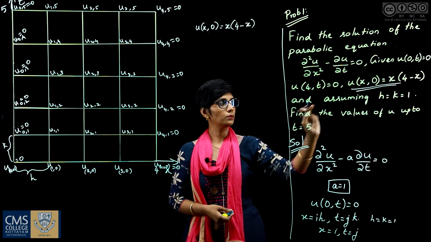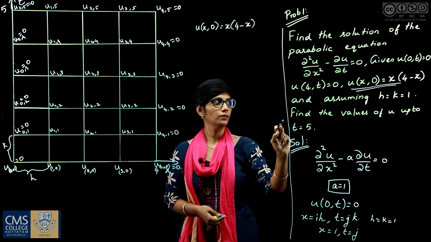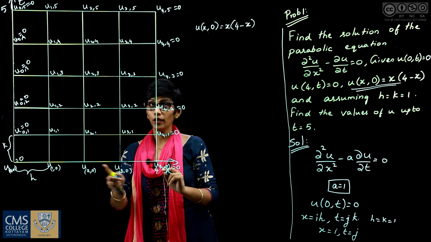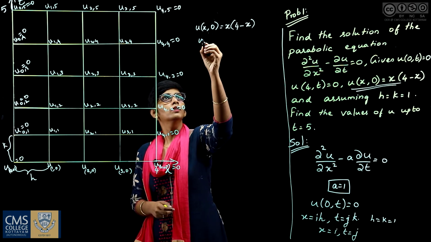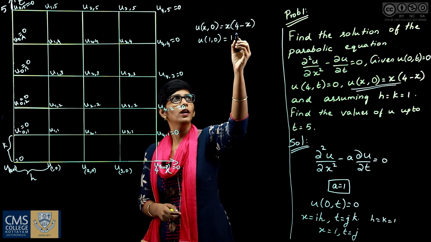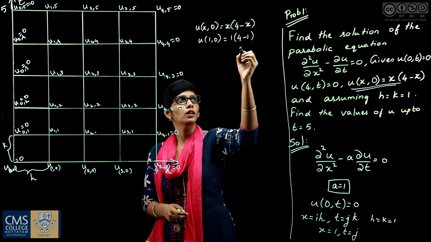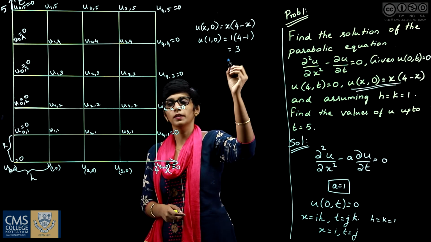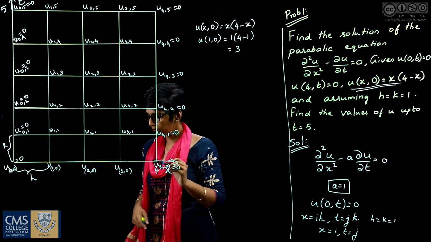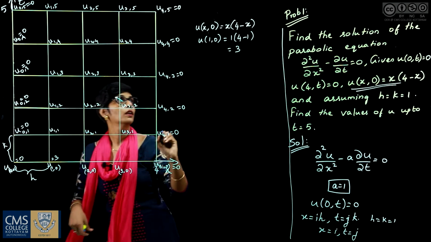Now we are going to substitute the values of x. For example, we have to substitute each value of x. That is, u of 1, 0 is equal to 1 × (4 − 1), which is equal to 3. So this point has the value 3.